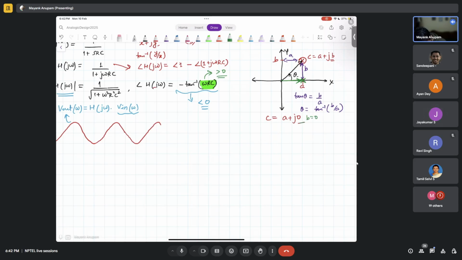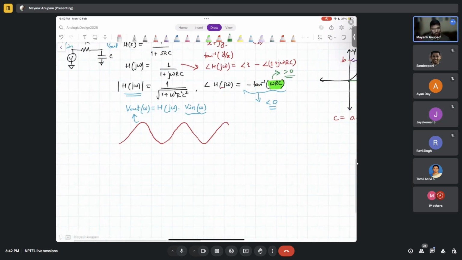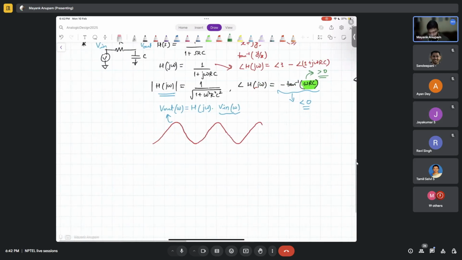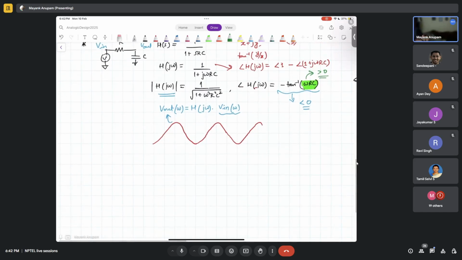Yes. So what is theta? Tan inverse of B by A, which is tan inverse of 0 by A, and this is 0, right? So this is why the angle of 1 is 0. Alright? Okay, fine. So now let's move ahead quickly.